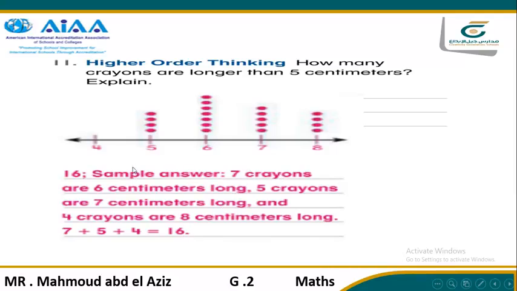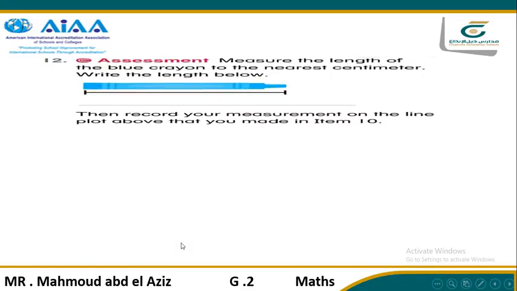So 7 crayons are 6 centimeters long and 5 crayons are 7 centimeters long and 4 crayons are 8 centimeters long. When you add them together, 7 plus 5 plus 4 equals 16.